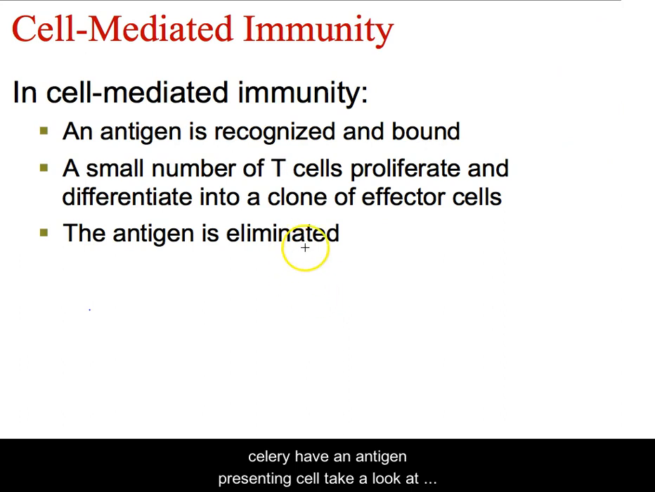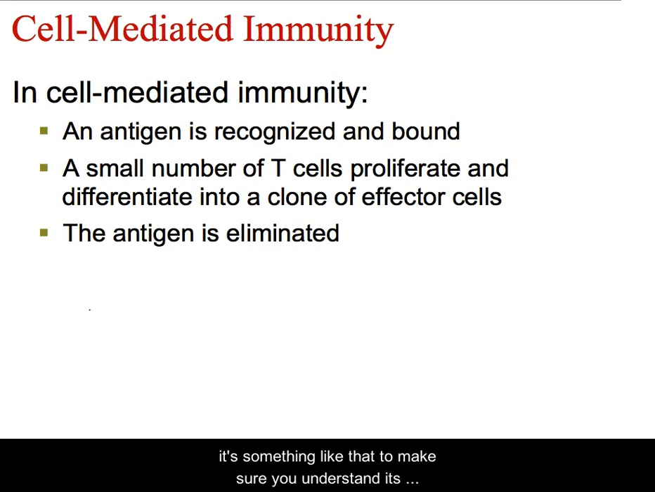There we go. Okay? So an antigen is recognized and bound. A small number of T cells proliferate. Think of it as one cell proliferates. It becomes clonally affected, and the antigen is eliminated. We'll see how that happens in a second. The first thing we're going to do is we're going to activate those helper T cells.